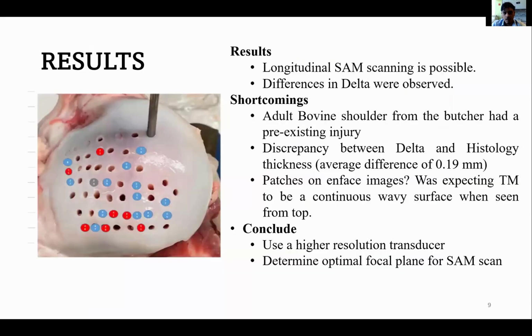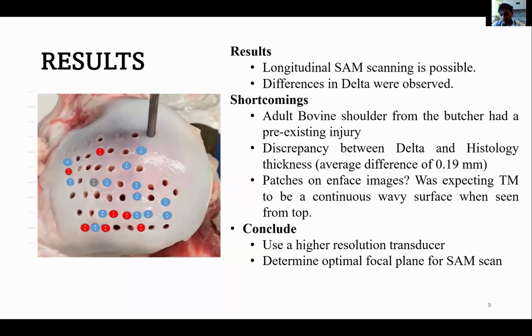So all of these results led us to believe that longitudinal SAM scanning was possible in these bovine explants, and differences in delta were observed too after treating with those conditions. But the thing was, we had some challenges.